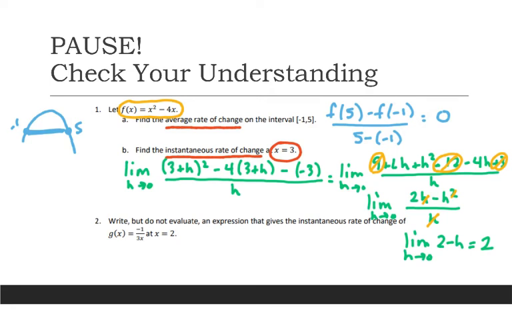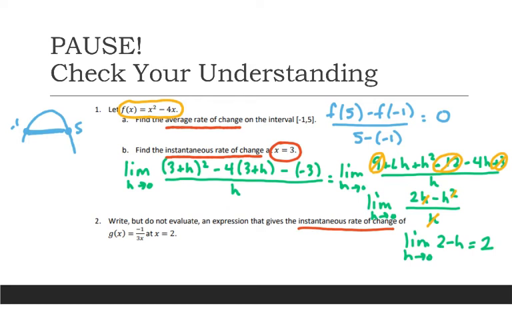So even though when we look on the interval from -1 to 5, we had a rate of change of 0, at specifically 3, the rate of change is 2. So we would have a positive slope at 3. Awesome. Okay, let's look at number 2. This one says, write but do not evaluate an expression that gives the instantaneous rate of change of this function at 2.